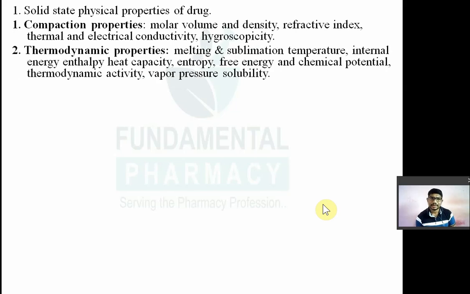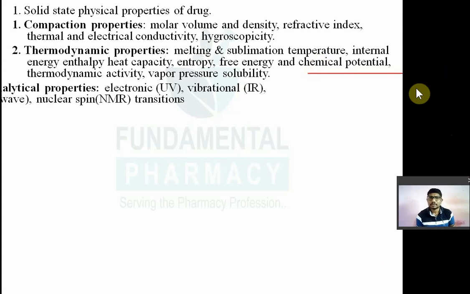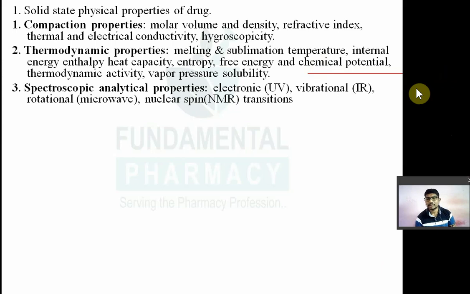Then thermodynamic properties like melting point, sublimation, melting and sublimation temperature, internal energy of the compound, enthalpy, heat capacity, entropy, free energy, chemical potential, thermodynamic activity, vapor pressure and solubility. These properties come under the thermodynamic properties. Then spectroscopic evaluation of that drug: UV absorption, then IR absorption, then rotational spectra in the microwave region, then nuclear spin resonance, that is NMR transitions.